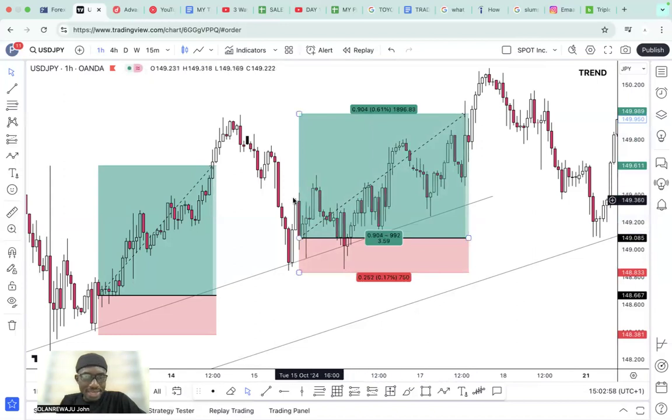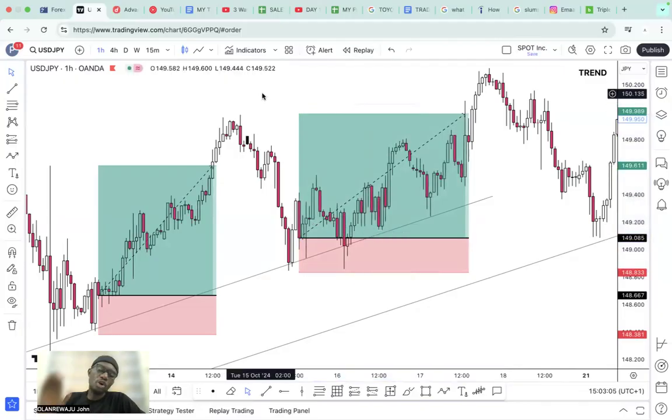Why did this pattern hold here for buy and it did not hold here for sell? Because the trend is an uptrend. So you follow the trend.